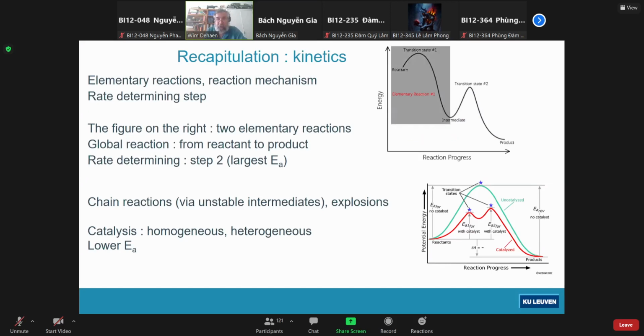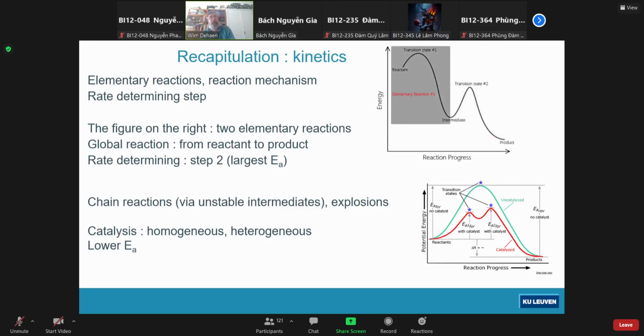You can see step number 2 has a higher mountain. So the transition state is at quite high energy level as compared to the intermediate. So that's going to require a lot of energy. That's a big barrier, a bump in the road that will make it slower for the reaction to occur. So in this process, the second step is the rate determining step because it has the largest activation energy.